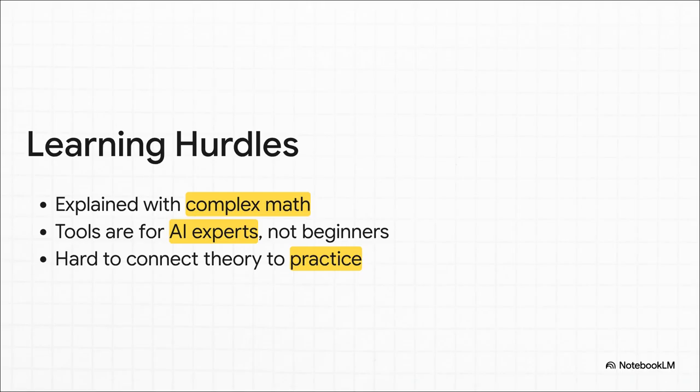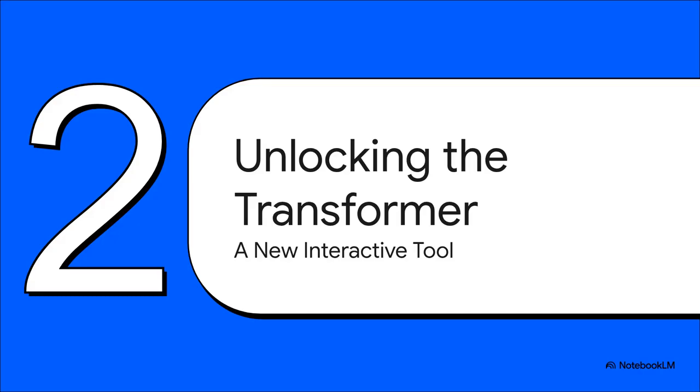A huge part of the problem is that if you try to learn about transformers, that's the architecture behind models like ChatGPT, the resources out there are pretty intimidating. They either throw a ton of complex math at you, or they're tools built by AI researchers for AI researchers, not for the rest of us. And that creates this massive gap between the theory and what the AI is actually doing, click by click, to generate text. But what if we could change that?